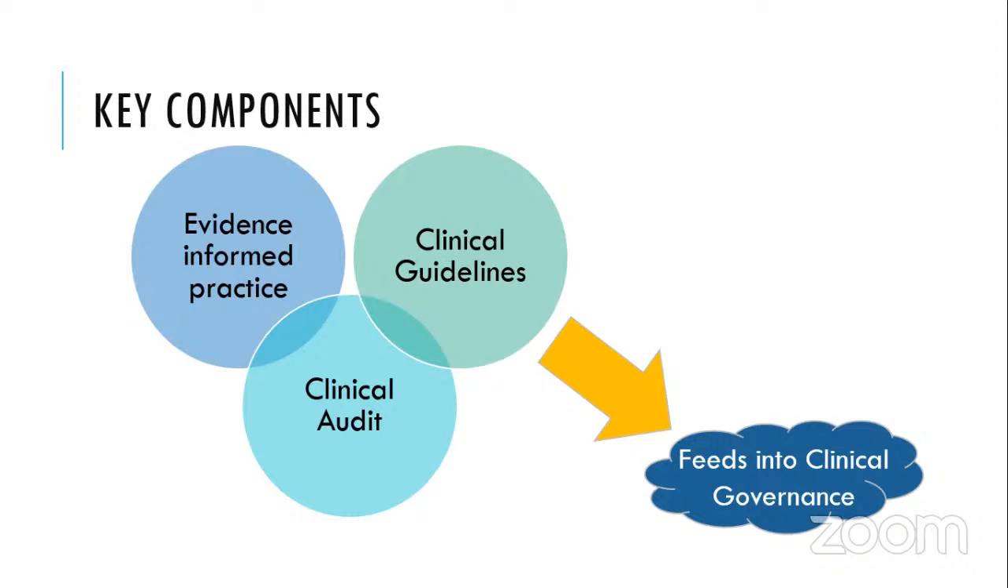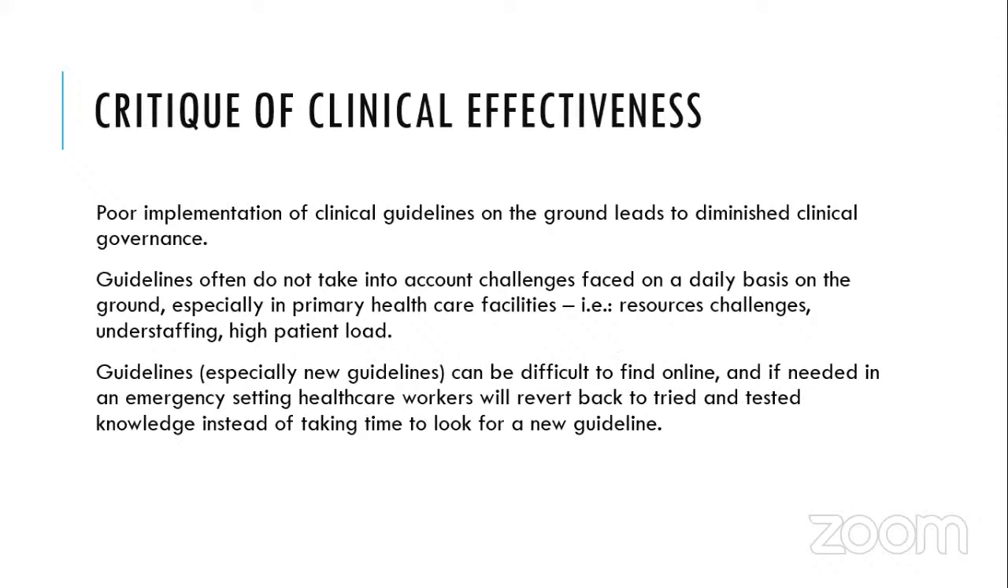These 3 components tie in together to feed back into clinical governance. In order to adequately assess clinical governance, the 3 components of clinical effectiveness need to be critiqued, i.e., lack of implementation of clinical guidelines on the ground will lead to diminished clinical governance. Guidelines, especially new guidelines, can be difficult to find online. And if needed in an emergency setting, healthcare workers will actually revert back to tried and tested knowledge instead of taking time to look for a new guideline.